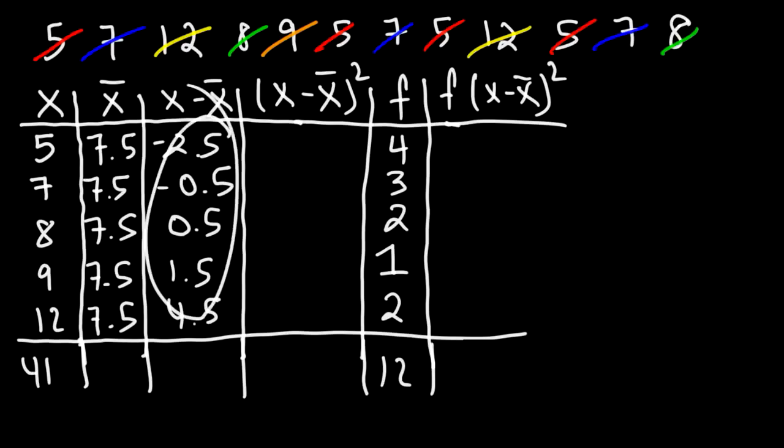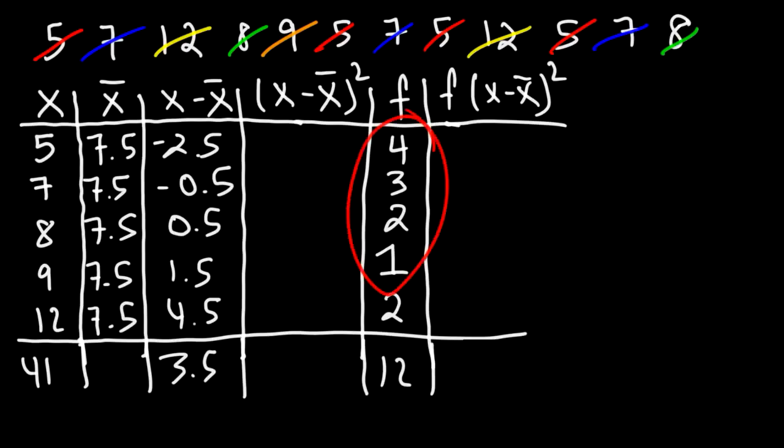Now, if we add this column, if we add negative 2.5, negative 0.5, and so forth, we're not going to get 0, as we did in the last two examples. And the reason for this is you need to incorporate the frequency. If you multiply the deviations by the frequency and then add up the values, then you'll get 0.